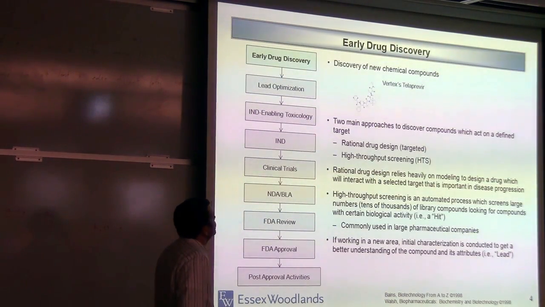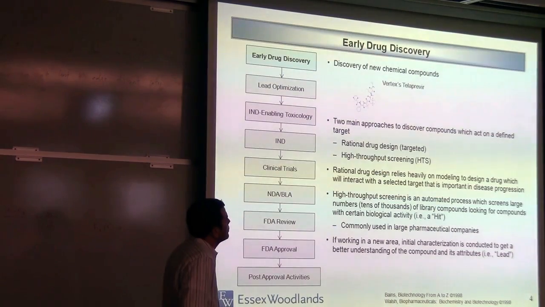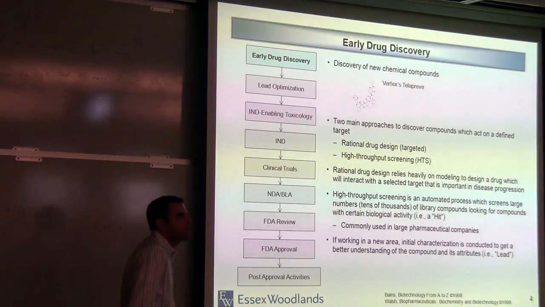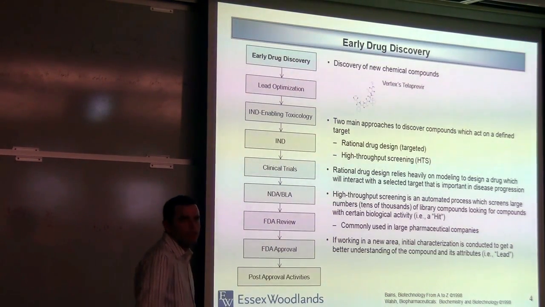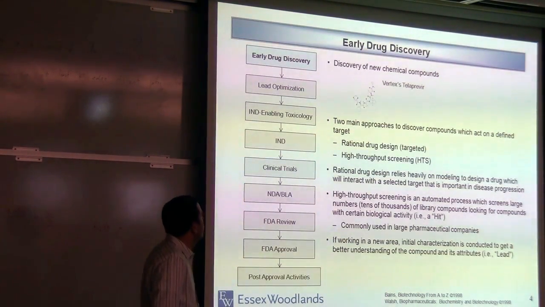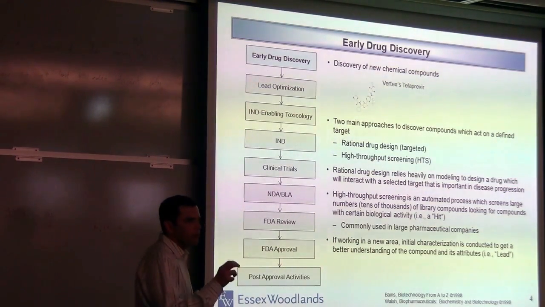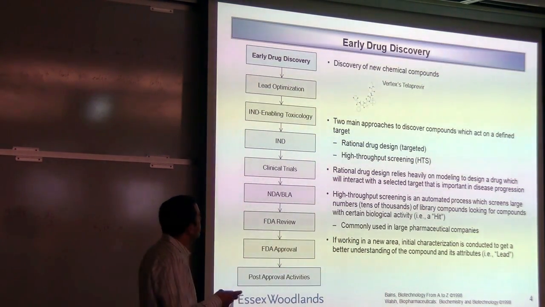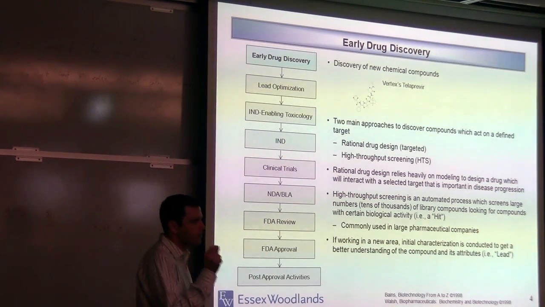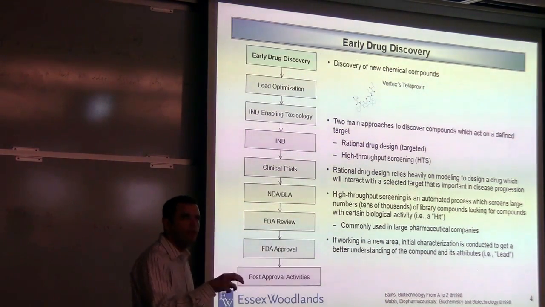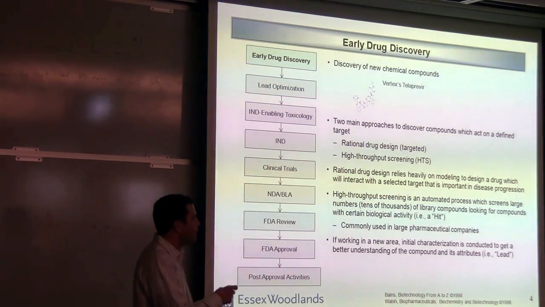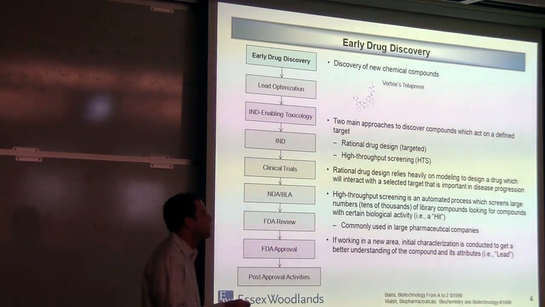So really at the beginning of early drug discovery, in small molecules, you're looking to discover new chemical compounds. Just up here is an example of Vertex's Telaprevir, which is a very successful HCV protease inhibitor launched last year. In looking at small molecules, there's really two main approaches that companies take. One is rational drug design, so this is a very targeted approach, leveraging crystallography, and the other is high throughput screening. So in rational drug design, you have a target. You're very interested in that target, you do a lot of crystallography on that target, and you're looking to design a compound that interacts specifically with that target.